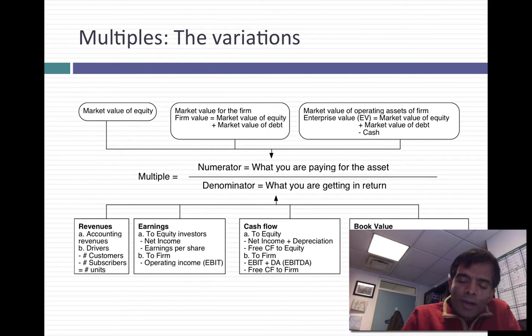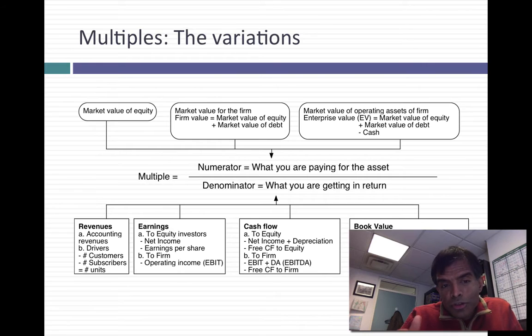In the denominator, you can have revenues. Old-fashioned sales are revenues. You can have drivers of revenues, number of subscribers, number of customers, number of units. You can have earnings. To equity investors, that can be net income or earnings per share if you're doing things on a per share basis, or to the entire business, which would be operating income. You can have cash flow measures. You can just add the depreciation back to net income, which is some midpoint cash flow to equity. You can do a full-fledged free cash flow to equity. You can add the entire DA to EBIT and come up with EBITDA, or you can have free cash flow to the firm. And finally, you can have book value. You can have book value of equity, book value of debt plus equity, which would be book value of the firm, or book value of debt plus equity minus cash, which is called book value of invested capital.